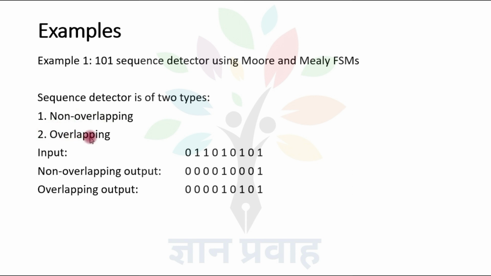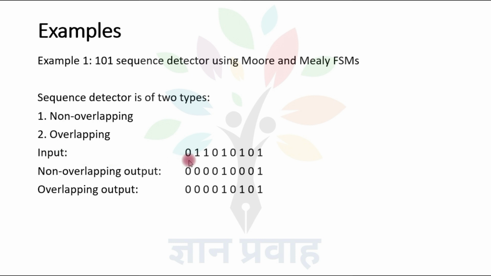In case of non-overlapping, if a sequence is detected, then the used bits in this sequence cannot be used for the next sequence detection. While in case of overlapping working method, we can use the number of bits which are already included in a sequence detection for forming the next sequence. These working methods can be clarified using an example.